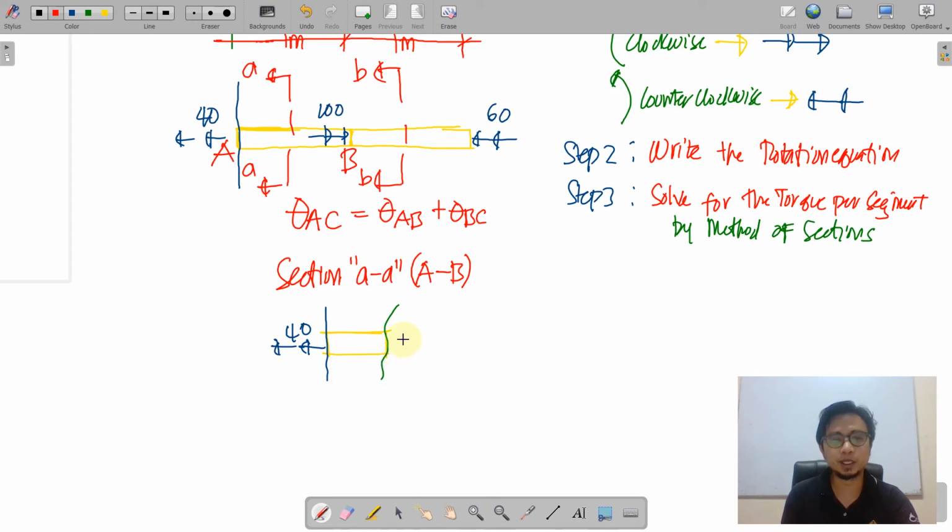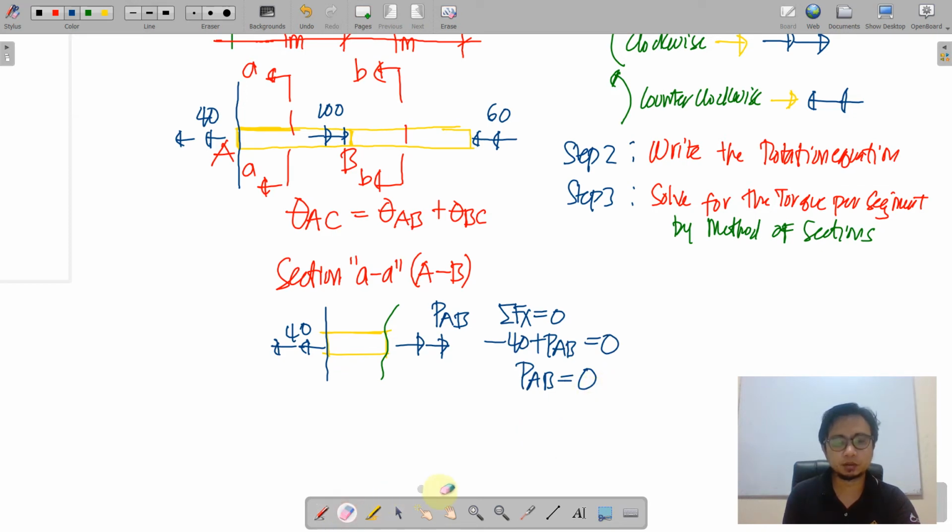So what is important, we are starting from left to right, and on whatever segment we are going to cut, assume a right direction for the torsion. So by that, we have PAB here towards right, and then we apply equilibrium along its axis. This time this is axis X. Then we have this equation. So this is supposed to be a positive 40.